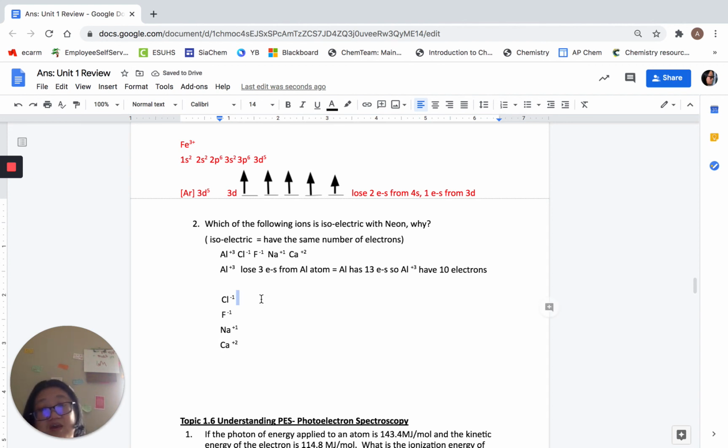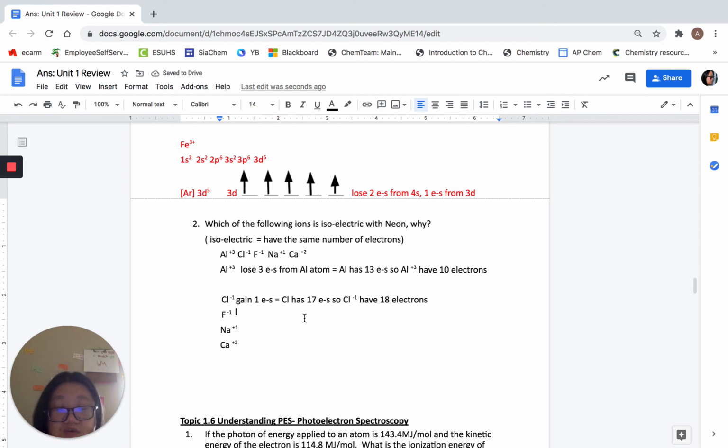Okay. Now Cl minus, F minus, Na plus, and Ca plus. They're all the same thing. I'm not gonna write down the explanation for each one. Essentially, it is the same. If I have to write the explanations, you're just gonna say either lose or gain, and you just kind of make the mathematical formula. So for example, this one, Cl minus 1 is gonna gain 1 electron, right? And then we know that Cl has 17 electrons. So that means Cl minus 1 will have 18 electrons.